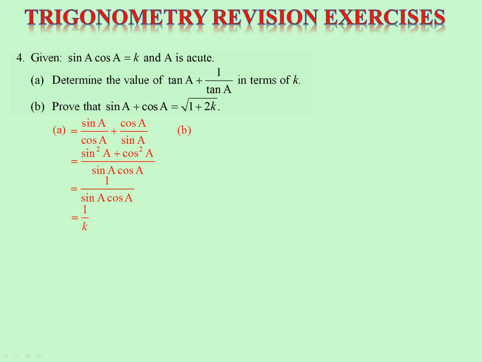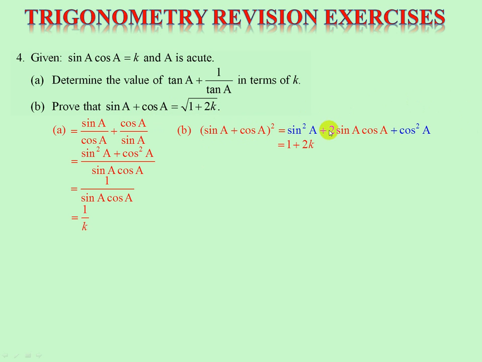Part B. Now, have a look. Sine A plus cos A equals the square root of 1 plus 2k. My hint here is, because of that square root, perhaps we should find sine plus cos all squared and then square root. Let's do that. Look how nicely this works out. Sine plus cos all squared: sine squared plus 2 sine cos plus cos squared. Notice the blue.